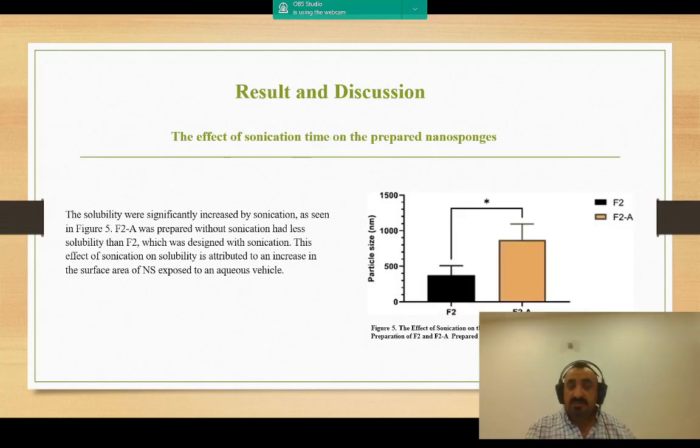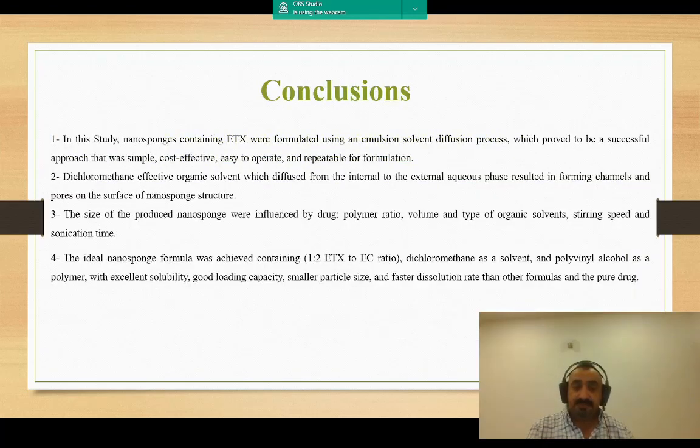Finally, as we use sonication to break down the particles to smaller size, it was found that the 3-minute sonication time will decrease the particle size and increase the solubility if compared with the same formulation under the same conditions but without the use of 3 minutes of sonication time.